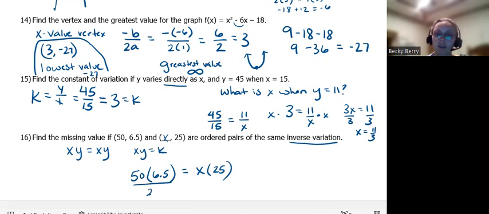If I divide by 25 right here, I can do this mentally. 50 divided by 25 is going to leave me 2 on the top. 2 times 6.5 is, well, 2 times 6 would be 12, and 2 times 0.5 would be 1, so 12 plus 1 would be 13. So x is equal to 13. Again, you could put that into a calculator if you need to.